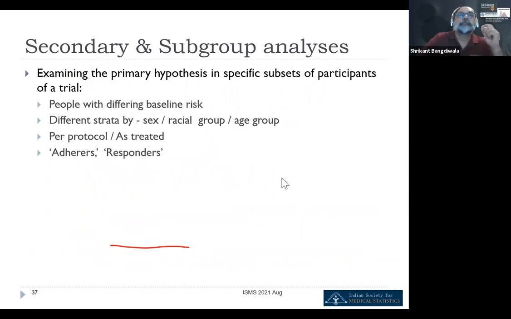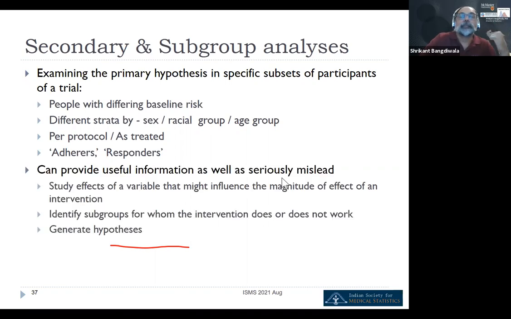So the secondary and subgroup analysis is specifically looking at the subgroups, at specific subsets of participants. And that's when they try to look at people with different risks or different demographic considerations, baseline variables. This is when you look at the per protocol, the untreated, the adherers, the responders. And it can provide useful information. I don't say it's not valuable, it's very valuable. You can get the consistency of results, or identify subgroups.